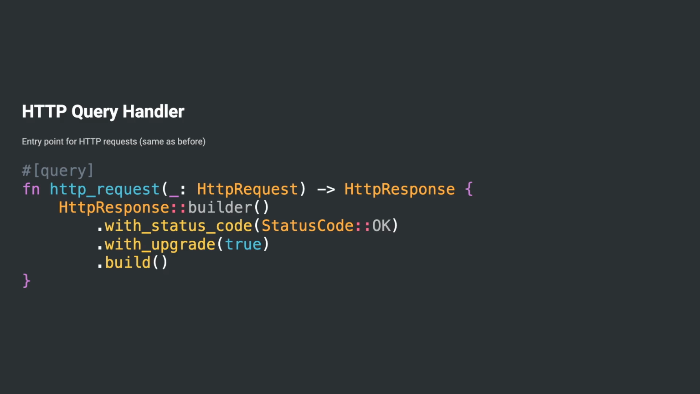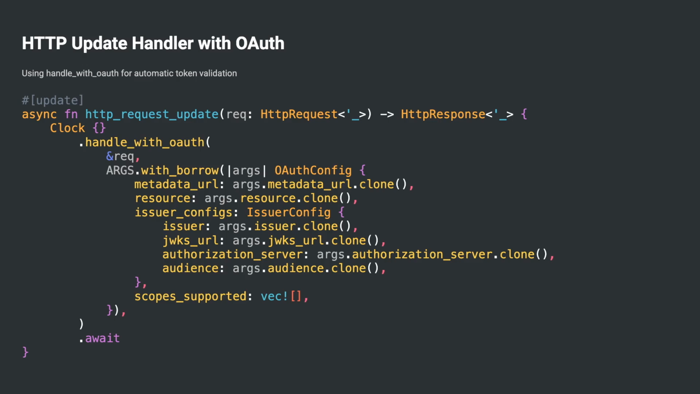The real magic happens in the HTTP request update function. Here, instead of manually checking for an API key, we use a dedicated method from our SDK, handle with OAuth. This powerful method takes two arguments, the incoming request and an OAuth config. We construct the OAuth config using the parameters we saved during initialization.